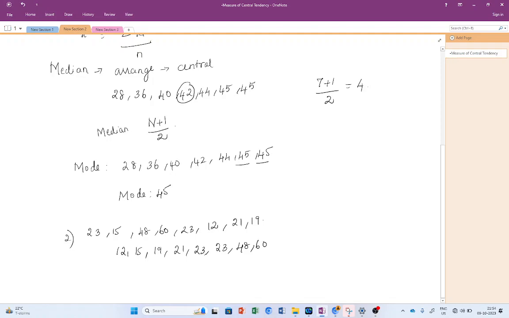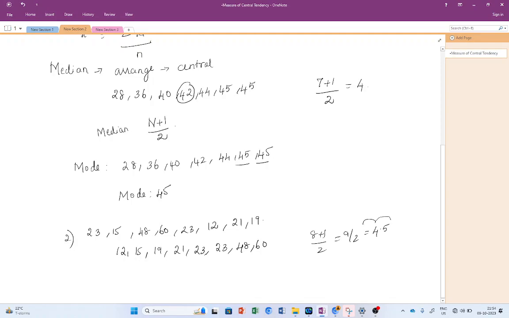In this you can see there are totally 8 terms. According to the formula, it is n plus 1 by 2, so it is 8 plus 1 by 2, which is 9 by 2, which is 4.5. In this case, what you take is the previous term and the next term.